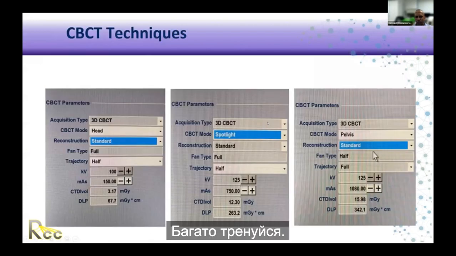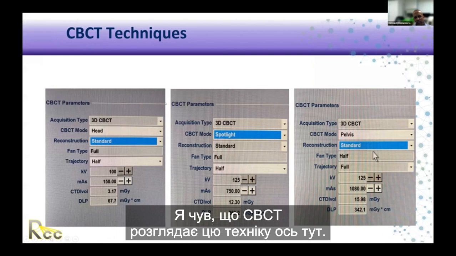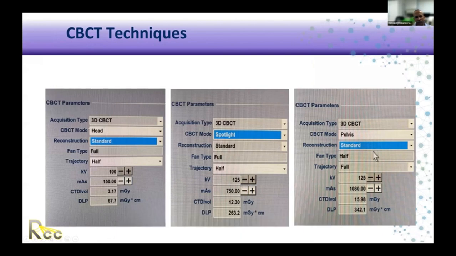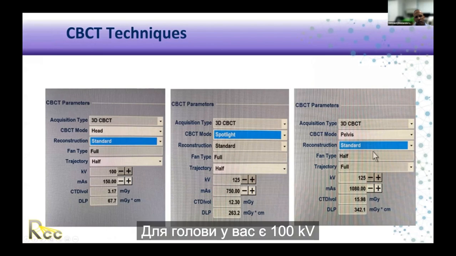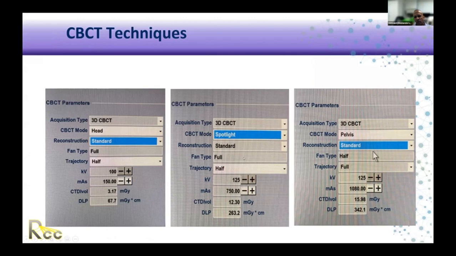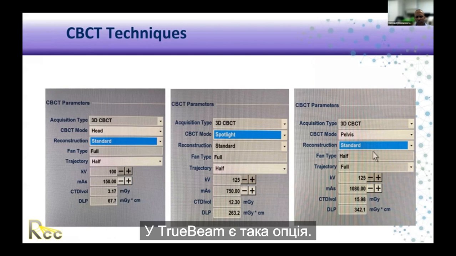Practice ALARA. All right, here's the thing, CBCT. Look at the technique right here. For the head, you have 100 kV and the mAs is 115. Spotlight, I think it's TrueBeam, yeah, TrueBeam has this option: 125 kV and mAs of 15. And look at your pelvis. Your pelvis has 125 kV and the mAs is 1080.